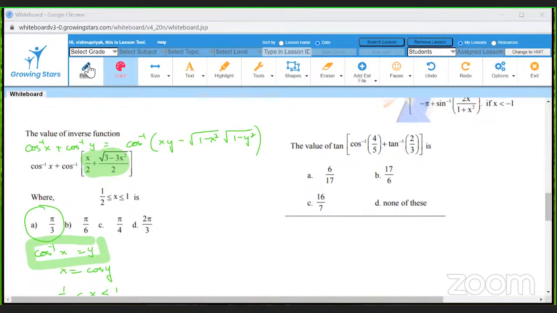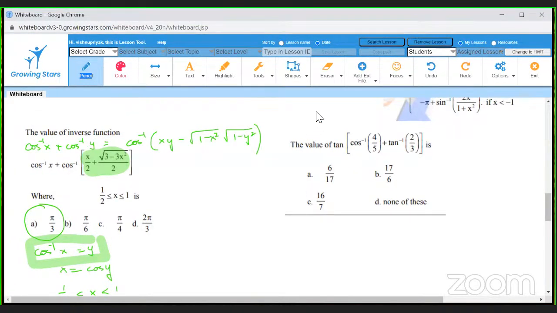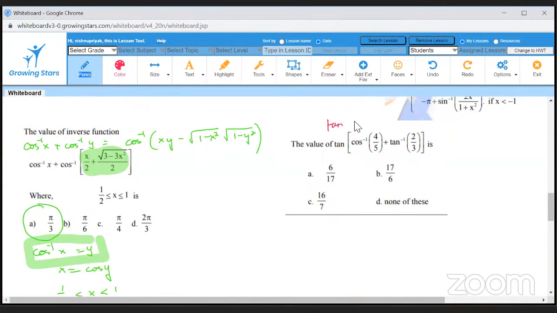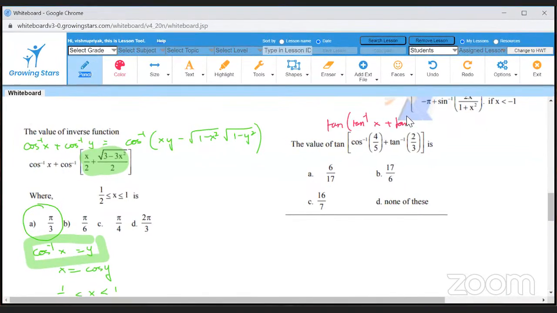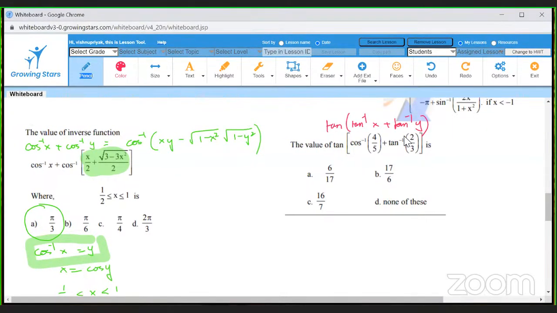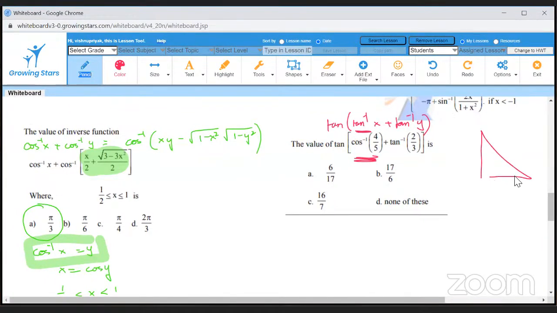So you're not getting it? Let me do it then. Here we have to change the form. Tan of tan inverse x plus tan inverse y, because these are very simple numbers. So how to change cos inverse to tan inverse? Take a right angle triangle.